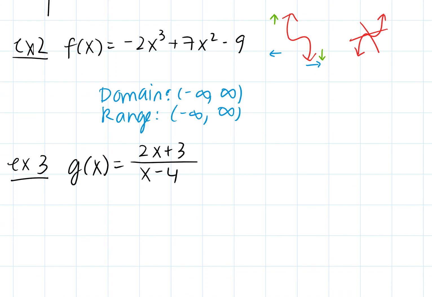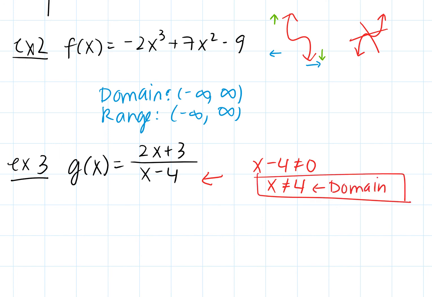You have to remember that discontinuities are caused by trying to divide by 0. You cannot let your denominator be equal to 0, which means x can't be 4. This is your domain. Of course, if you want to write it in interval notation, you are very welcome to do so. This would be the same thing.